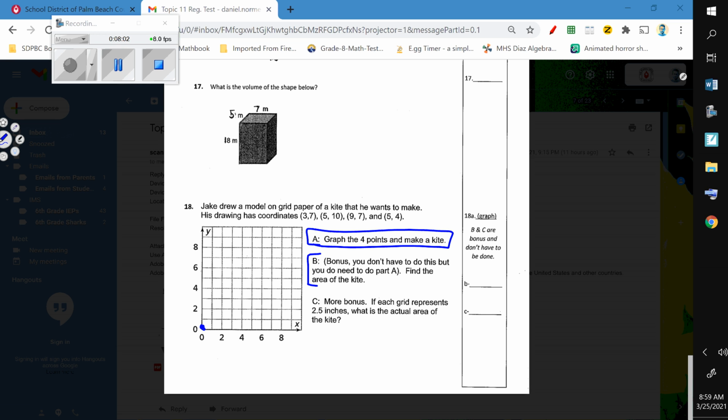B, this is bonus. You don't have to do it. But B is find the area of whatever this kite is. And then C is just answering this question, which is, if each grid, which is each square on this grid, represents 2.5 inches, what's the actual area of the kite?